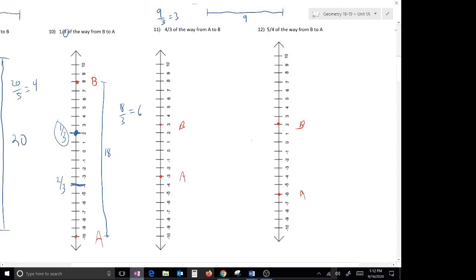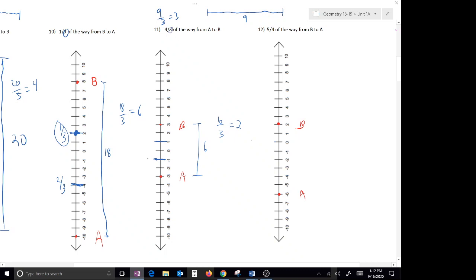This one's a little bit trickier. So we're dividing into thirds. Our total distance from -3 to +3 is 6. 6 divided by 3 equals 2. So if I partition that into 2's, going from A to B, we want to go 4/3 away. That's a little bit different.